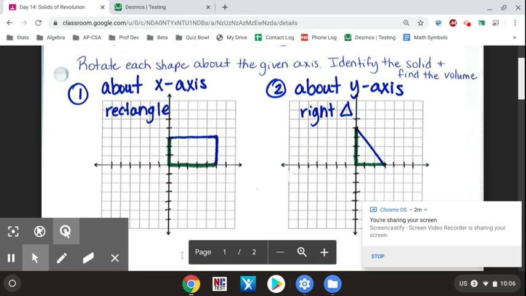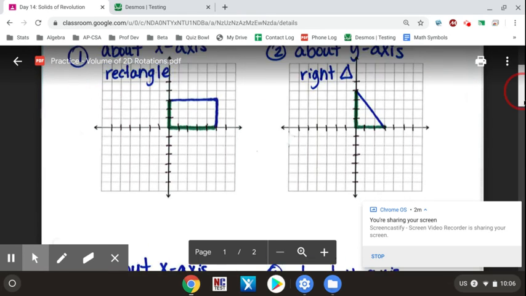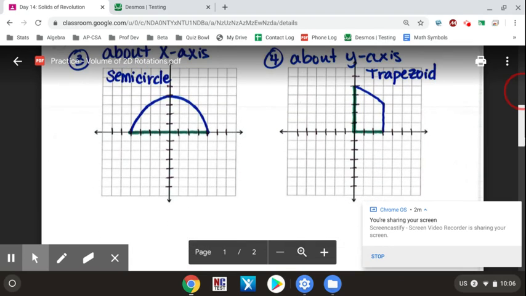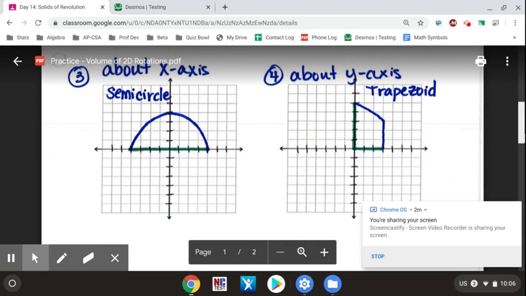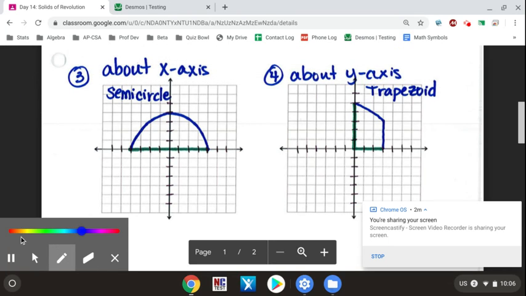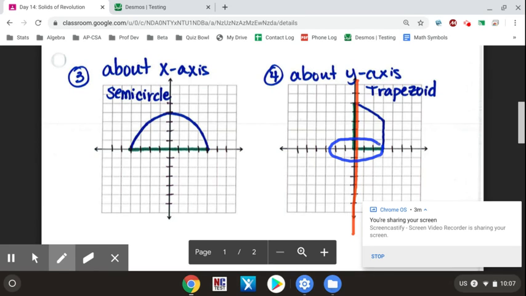Okay. Number 4 is probably the most difficult one on the page, but we're going to mark the axis again. This time it's the y-axis. The y-axis goes up and down. I remember y gets high, so y goes high, it goes up and down. And then you're rotating it around, spinning that card around. So let's go ahead and mark what that would be. You would spin the bottom edge around like that.